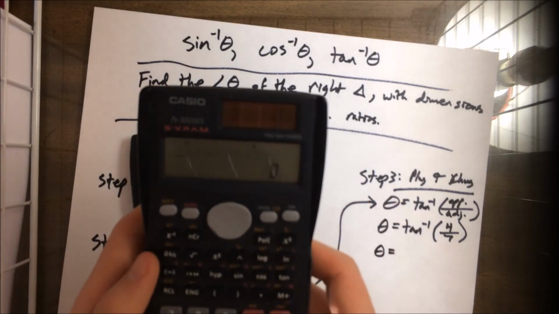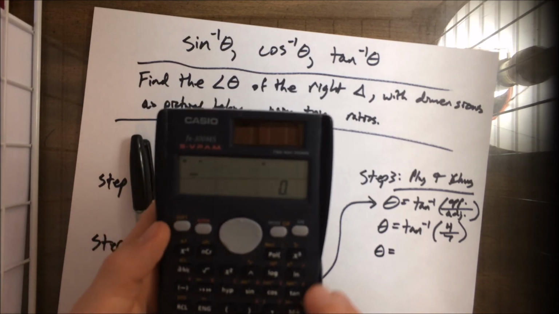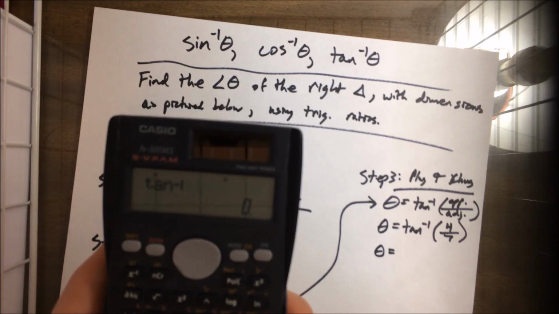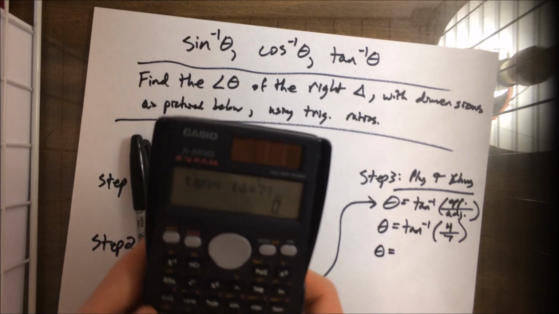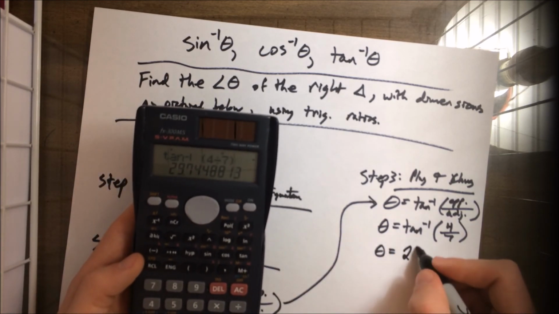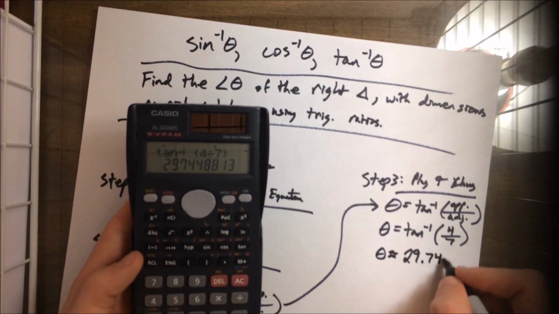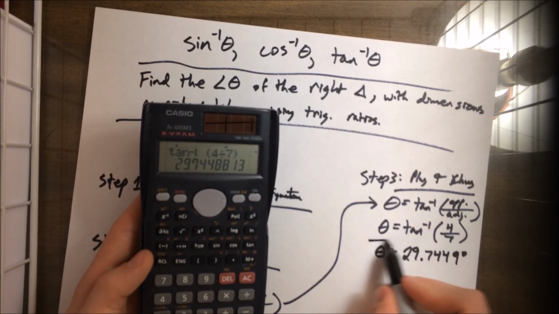If you put that into a calculator, I'll show you how to do that. You go to second and then tangent. It'll give you tangent -1, and then 4 divided by 7. So final answer is theta is about equal to 29.7449 degrees.